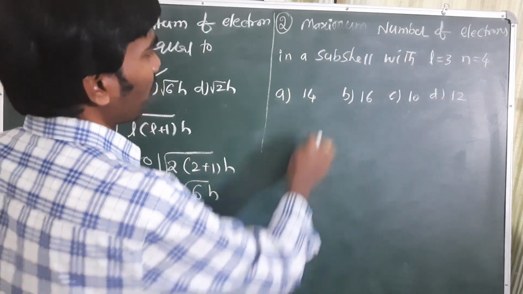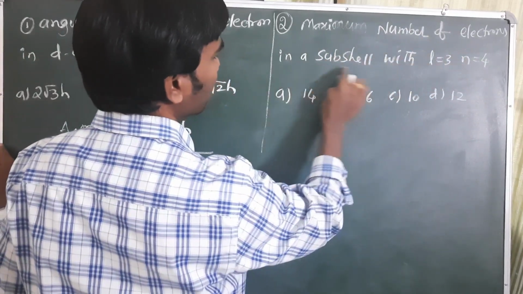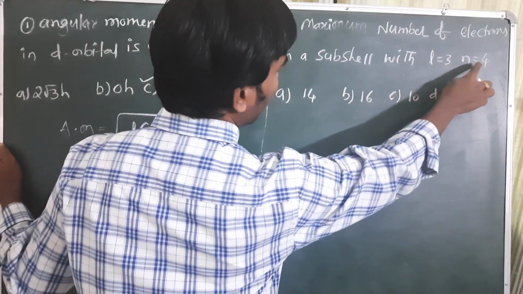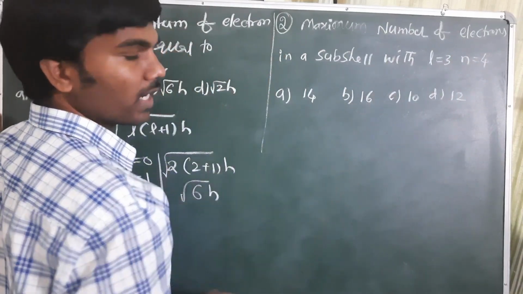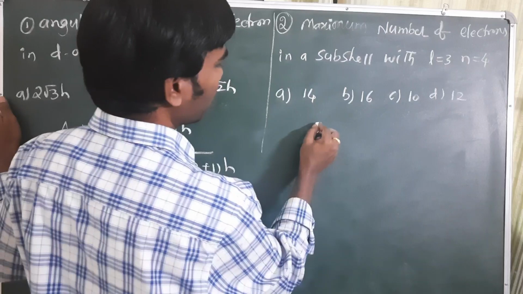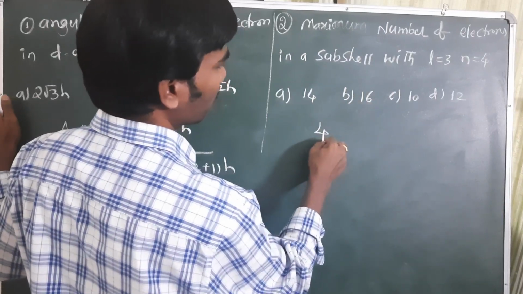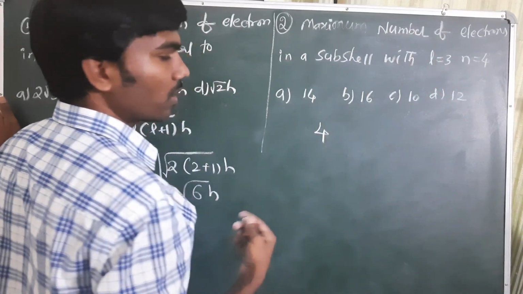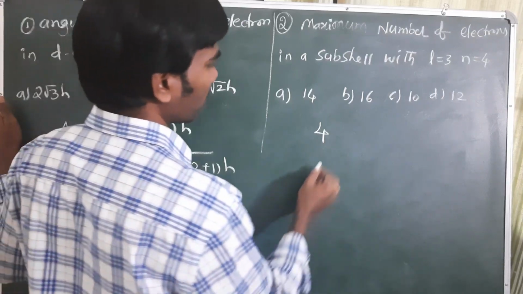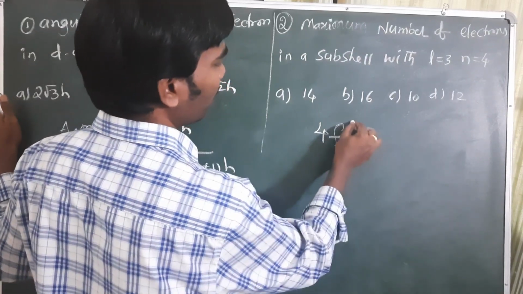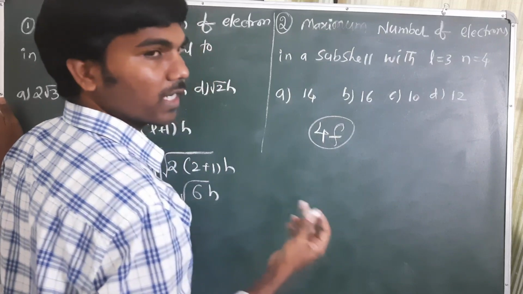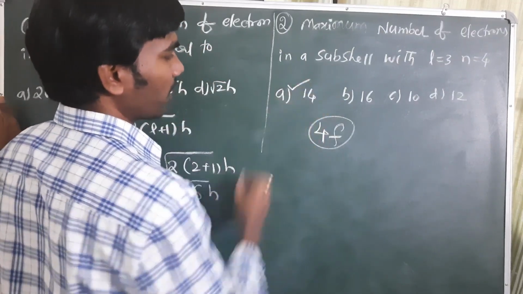Next question, maximum number of electrons in a subshell with L equal to 3 and N equal to 4. They are asking L equal to 3 and N equal to 4. N equal to 4 means principal quantum number 4. L equal to 3, azimuthal quantum number 3, means that is f orbital. So 4f orbital. In f orbital, how many electrons can we accommodate? Maximum we can accommodate 14, right?